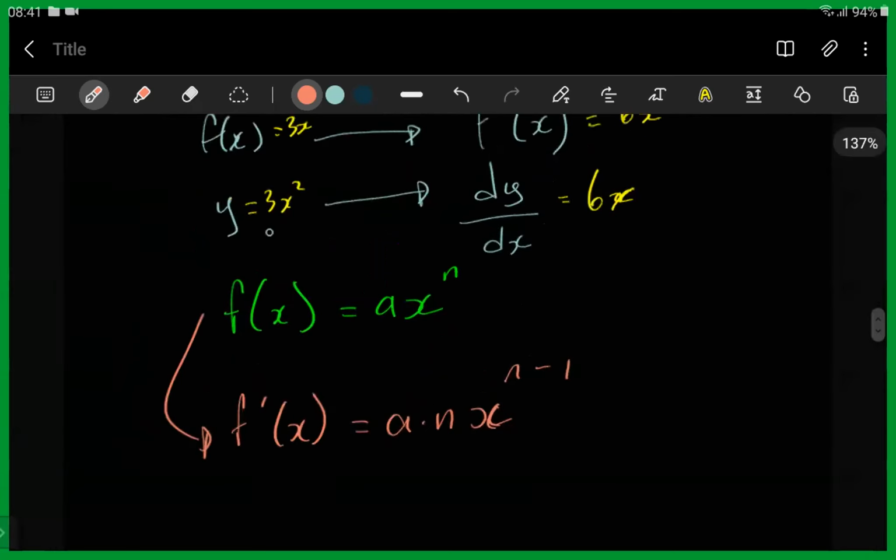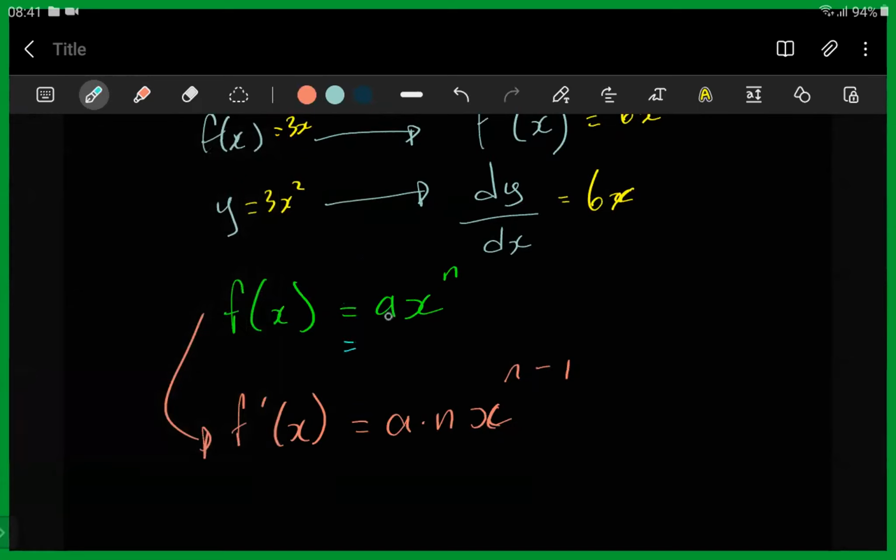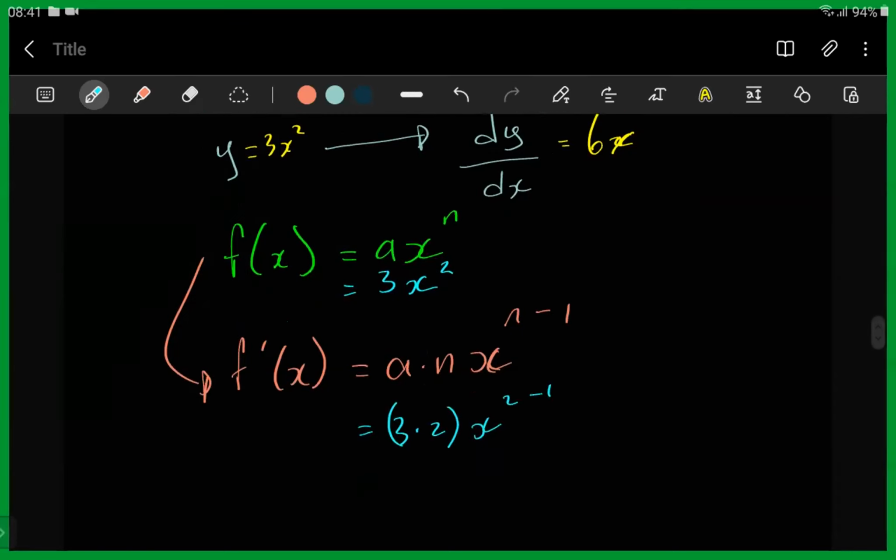An example is what we are using here, the 3x squared. If you look at 3x squared, the coefficient is 3, the base is x, the exponent is 2. Now, when you differentiate it, you just multiply the exponent with the coefficient. So you have 3 times 2, right? Then you remove 1 from the exponent. That's how you end up with 6x. You see it?